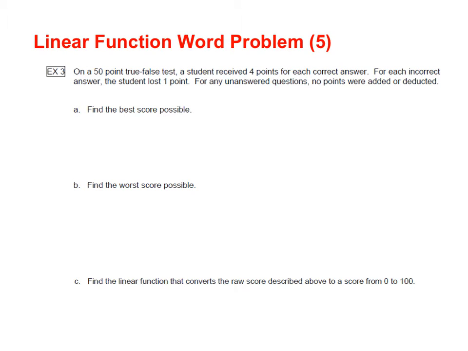Well, there are 50 questions. The best score would mean that they got every single one correct. They get 4 points for every correct answer. So 50 times 4 points gives us a total of 200 points. Part B, find the worst score possible.